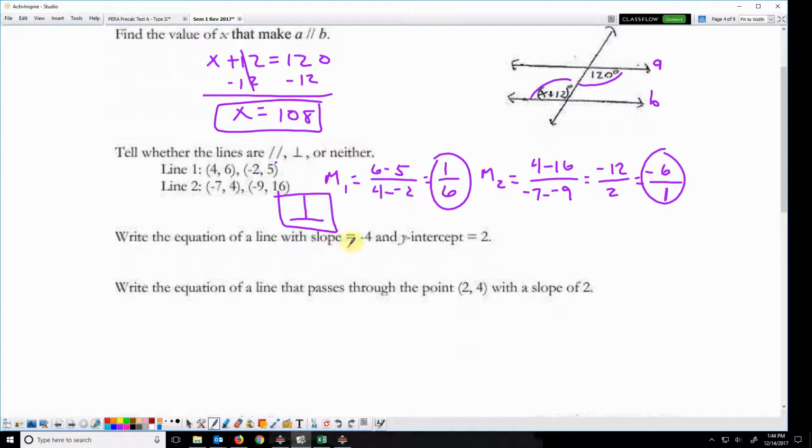Write the equation of a line with this slope and this y-intercept. We're going to write it in y equals mx plus b, slope-intercept form. M is the slope, so that's y equals negative 4x. B is the y-intercept, plus 2.